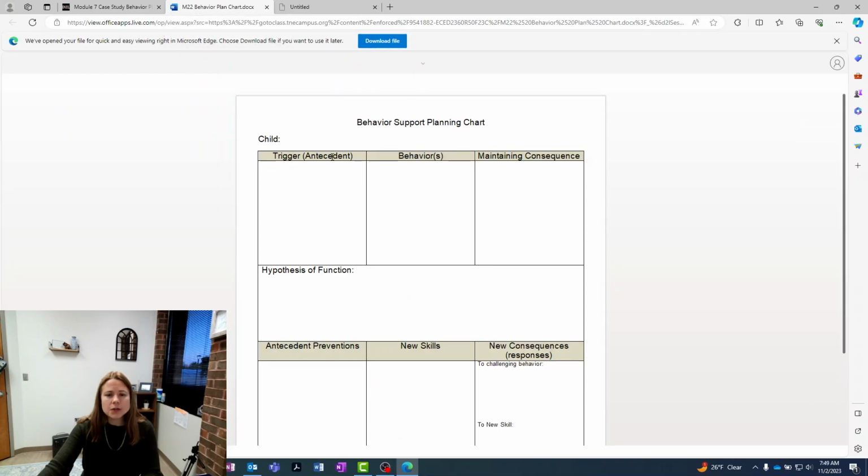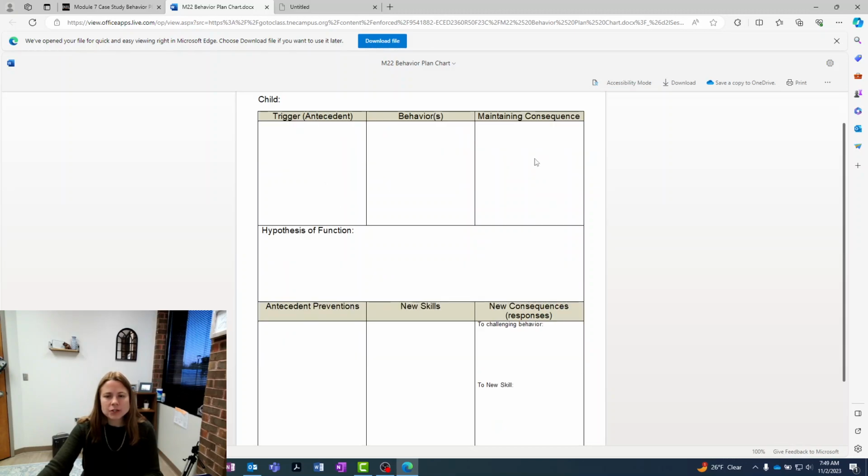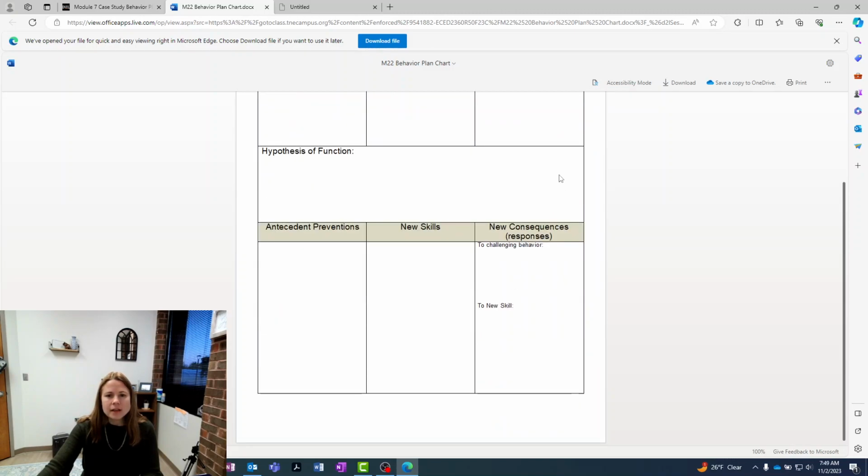Okay, here. So here's an example of the ABC. You have the trigger, which is your antecedent, the behavior, and then maintaining consequence. So what you'll do is you'll put the behavior that's happening here, figure out what the trigger or the antecedent is, and then what's the consequence when that child does that behavior.